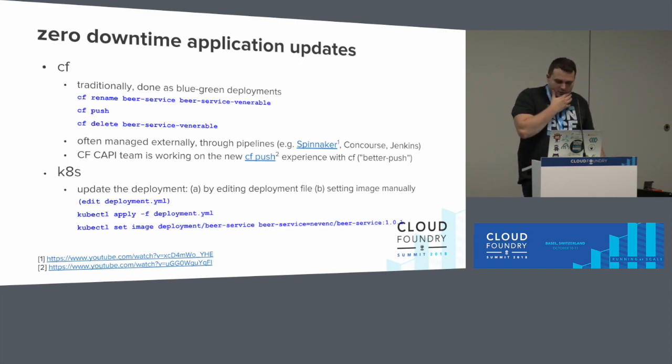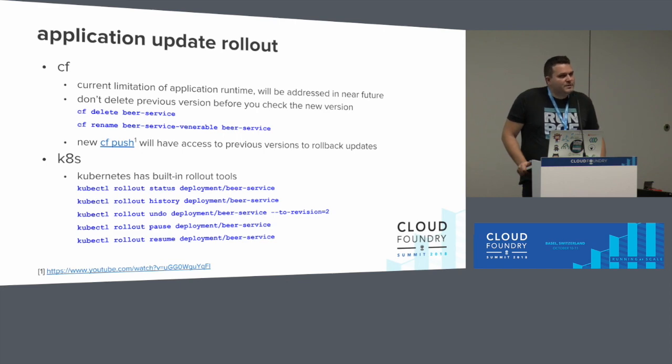And I did reference two videos here, actually. They're interesting to watch. One video is on Spinnaker from John Snyder from just a few weeks ago at SpringOne Platform in Washington, D.C. Great video. And the other video is about our Cloud Foundry Cloud Controller API team working on a new cf push experience with a better push. So you actually have an out-of-the-box cf push experience, so it's not stopping deployment. On Kubernetes, that looks much easier. It's built in, the rolling upgrades. Also I have rollout histories and things like that, which is coming to Cloud Controller as well.